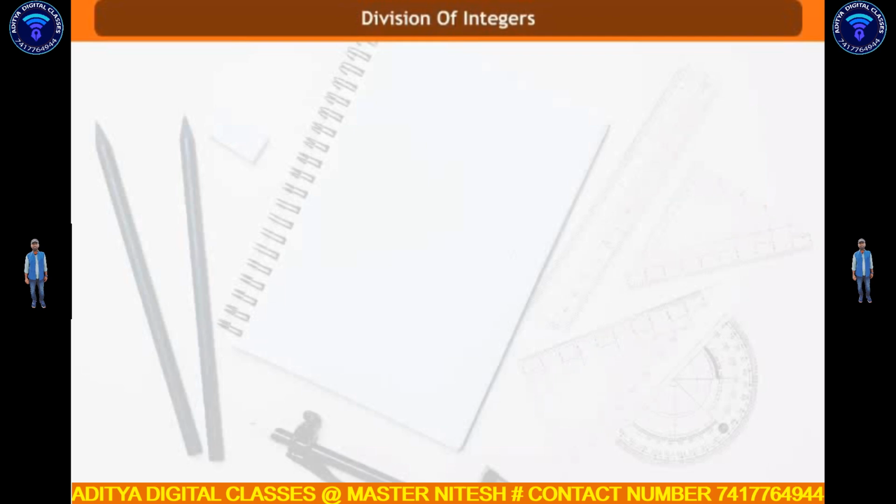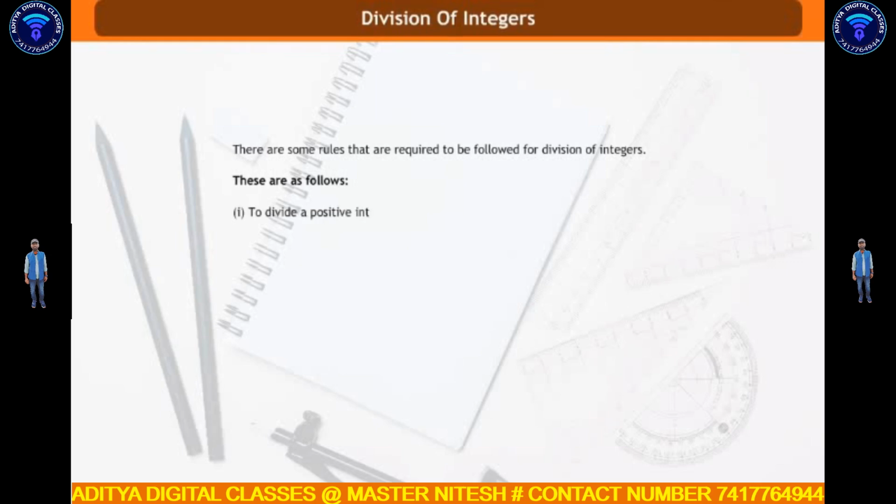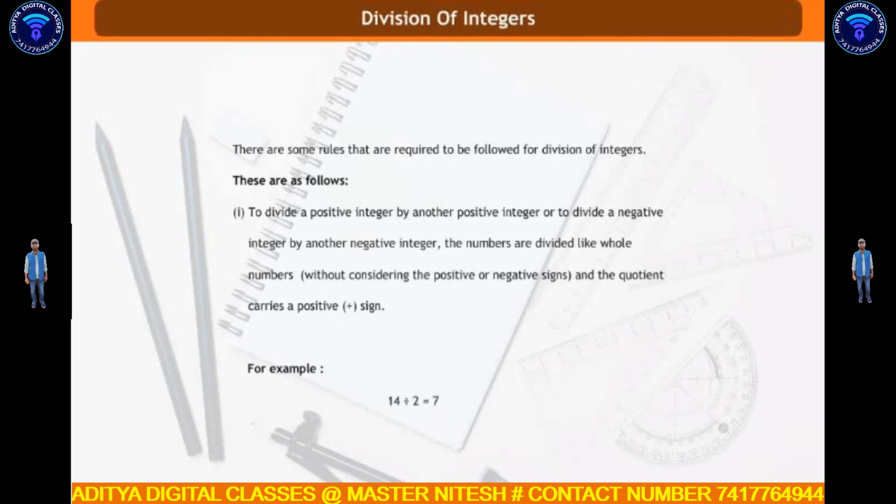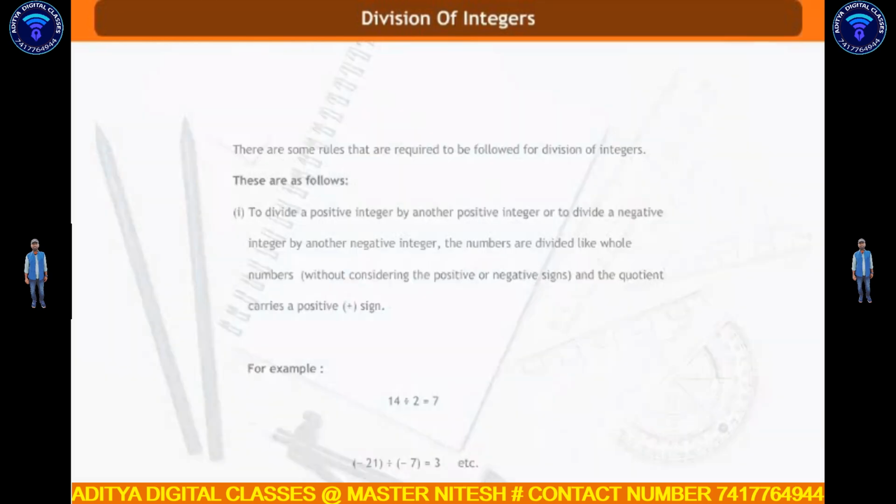Division of integers. There are some rules that are required to be followed for division of integers. These are as follows. To divide a positive integer by another positive integer or to divide a negative integer by another negative integer, the numbers are divided like whole numbers, without considering the positive or negative signs, and the quotient carries a positive sign. For example, 14 divided by 2 is equal to 7. -21 divided by -7 is equal to 3, etc.